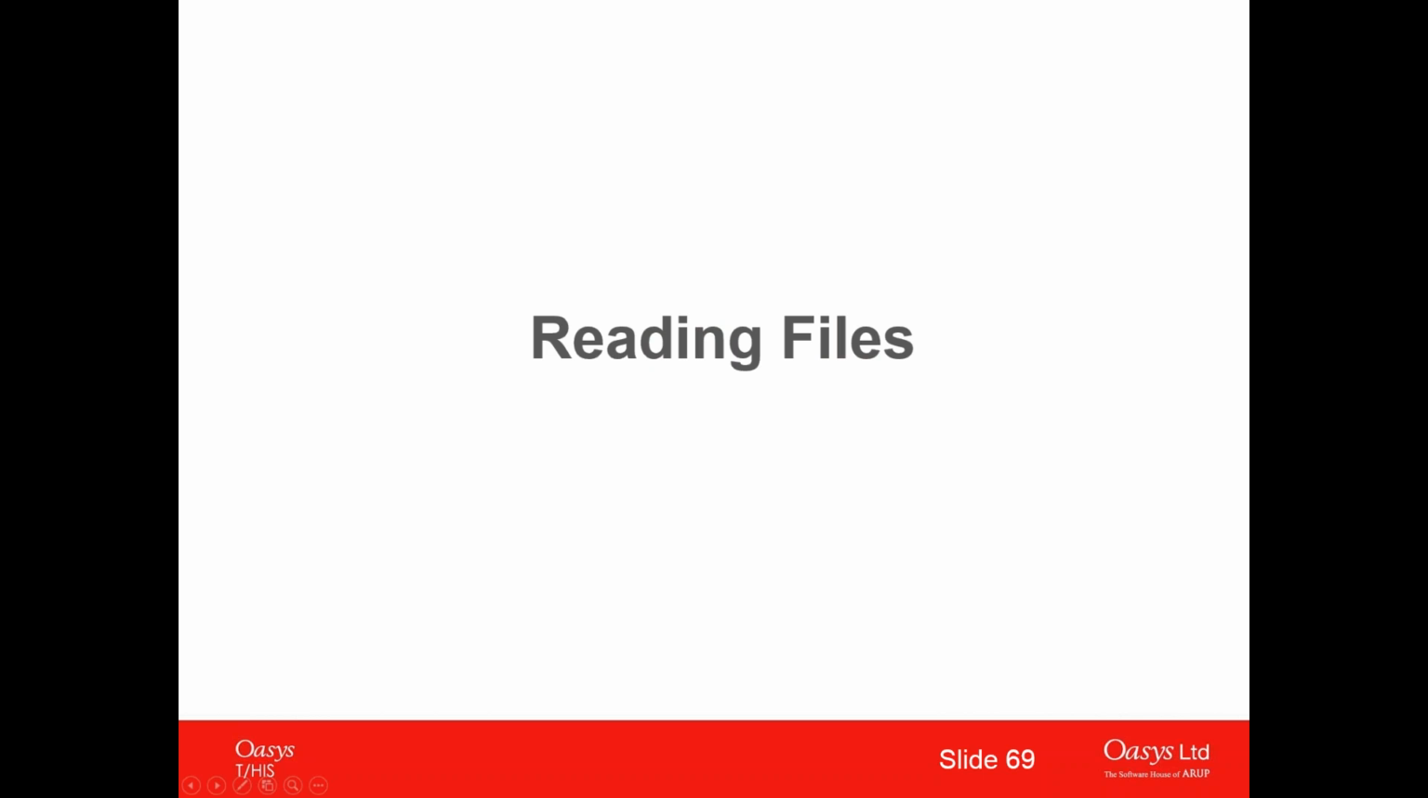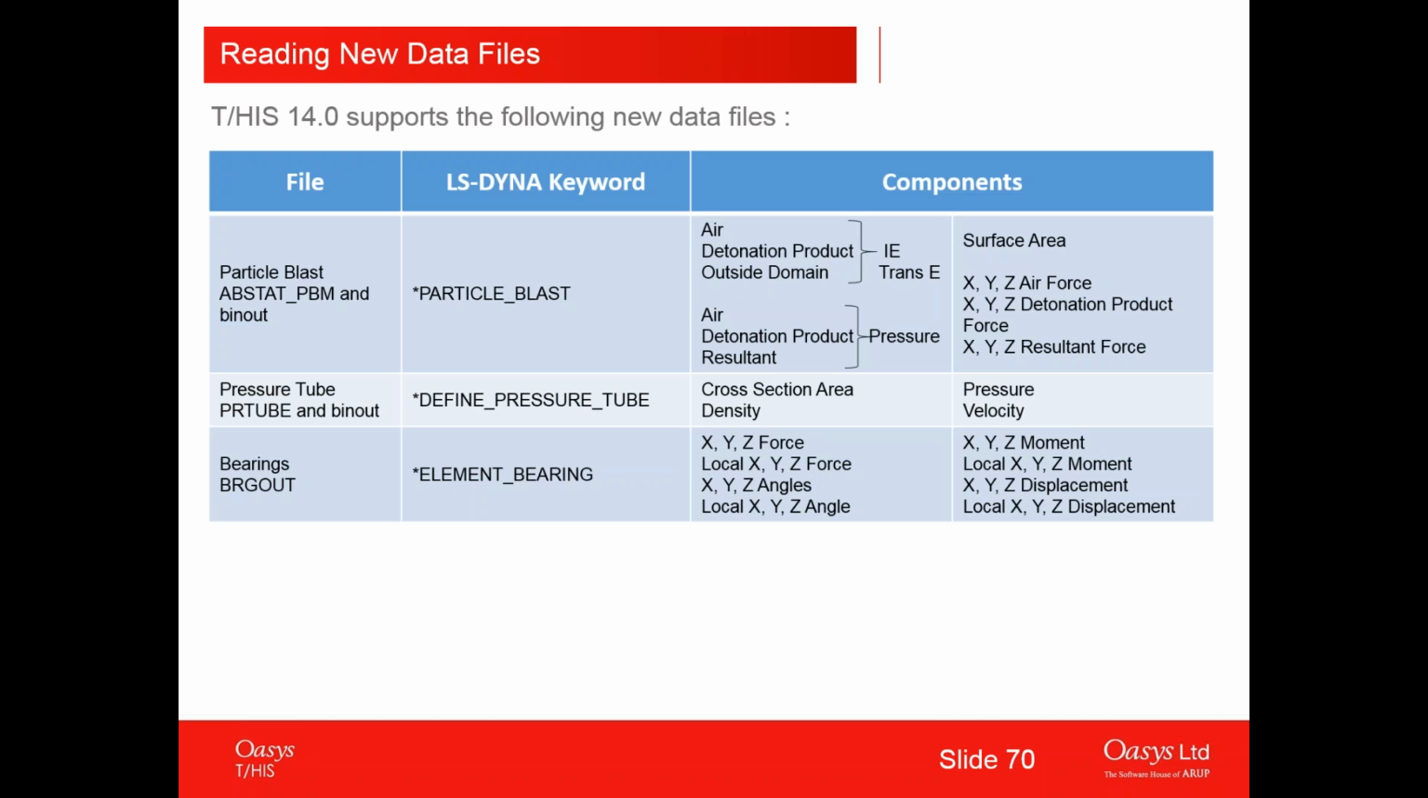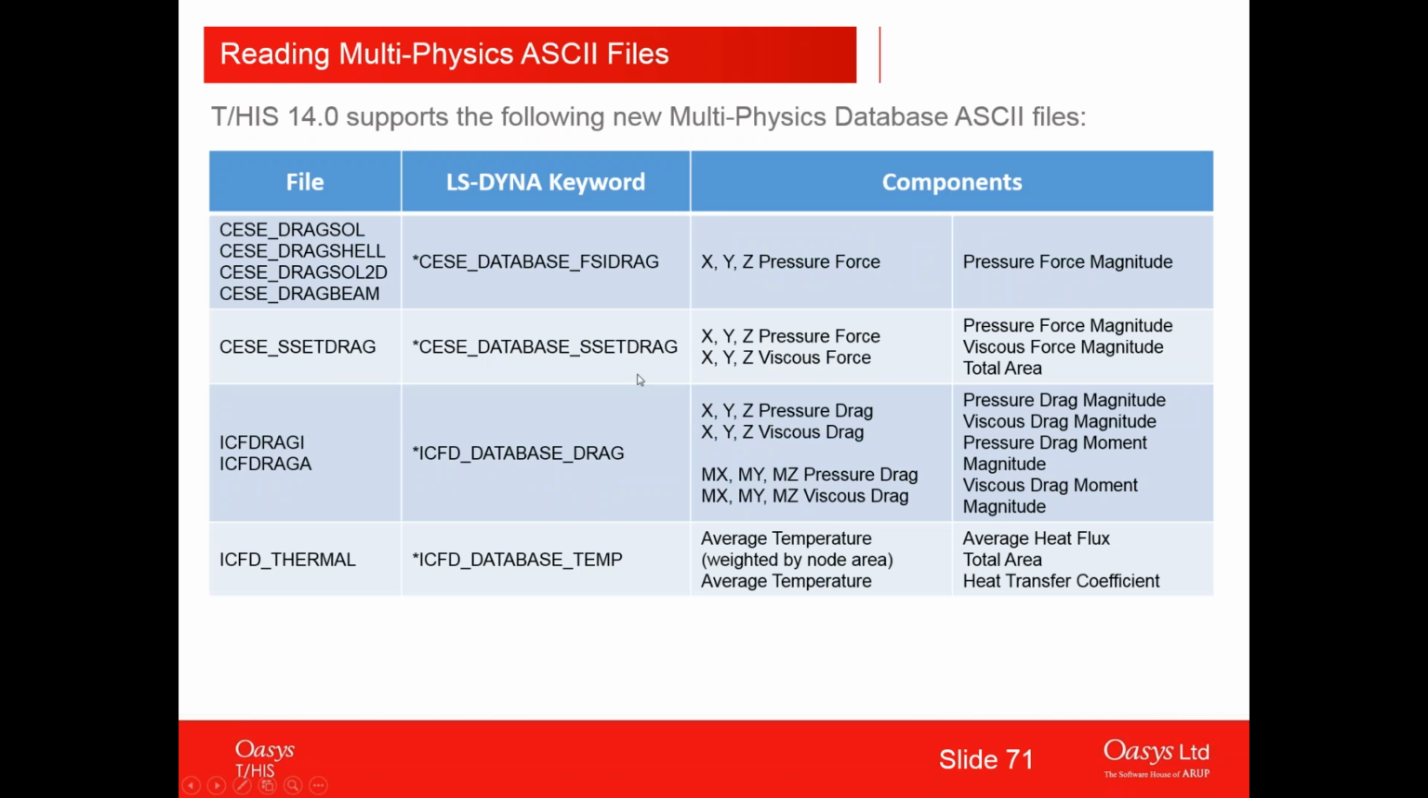So reading files, there's an update. We can read some new data files. So we can read files relating to particle blast, pressure tube, and a bearings element. Okay, so those are the components. We can also read in files for the multi-physics databases, so CESC cards and ICFD cards. So that's very good.